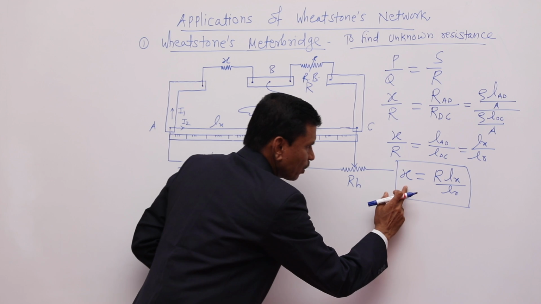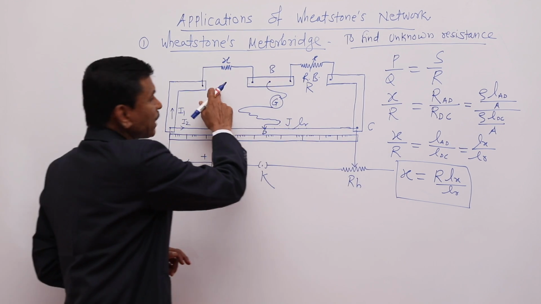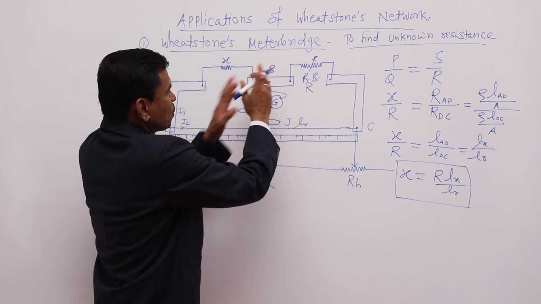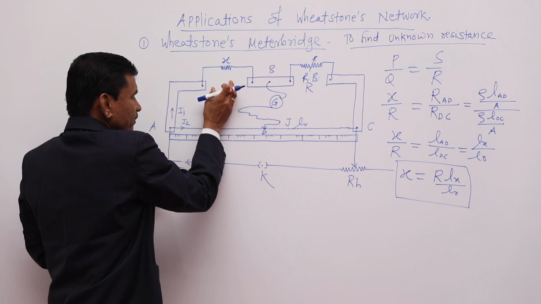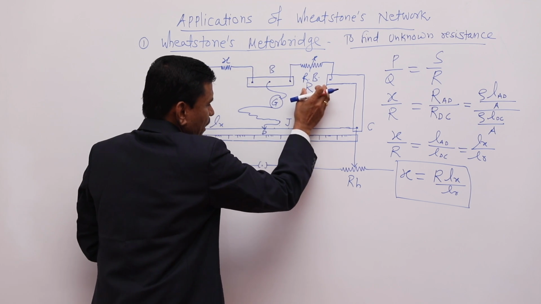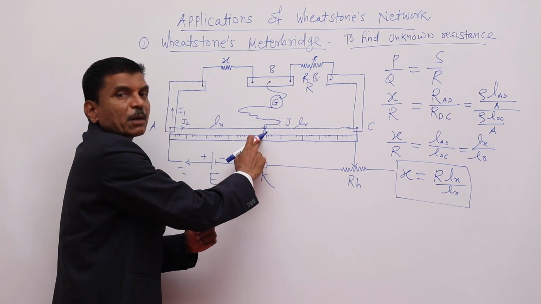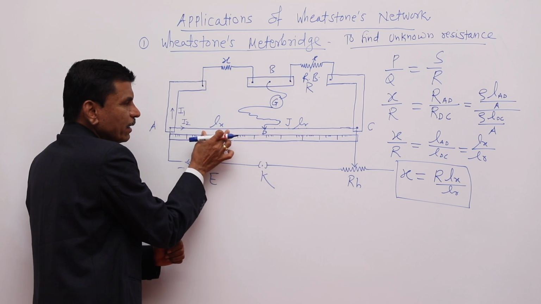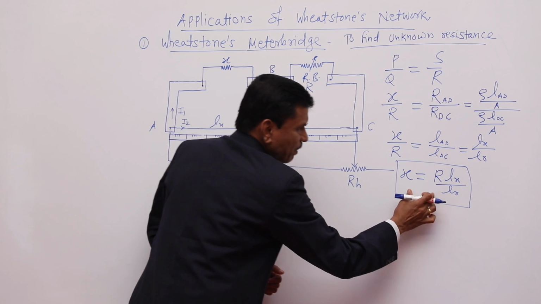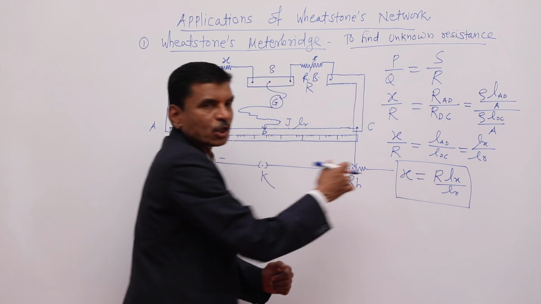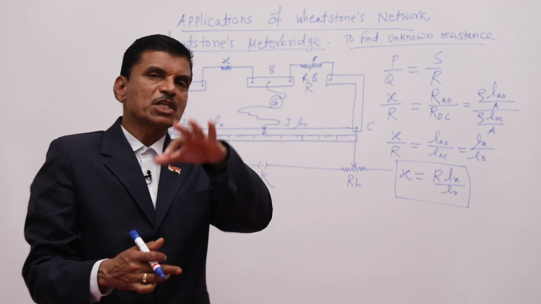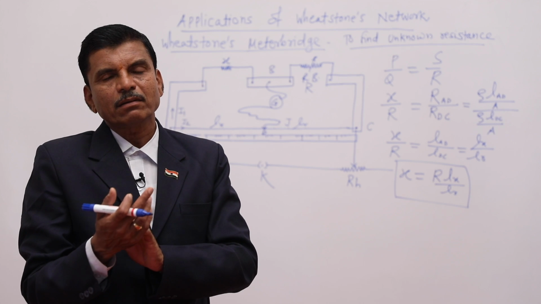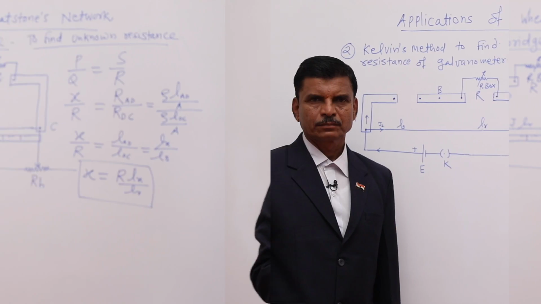Secondly, this experiment is carried out again. Here we found the unknown resistance by connecting it in the left gap. Now this experiment is repeated by interchanging the positions. So connect the resistance box here and the unknown resistance in the right gap. Again find the balancing point, null point. This length will be LX, this length will be LR. Again use the same equation and find the unknown resistance, and take the mean of the previous value and this value. Okay, so in this way we can minimize the errors.